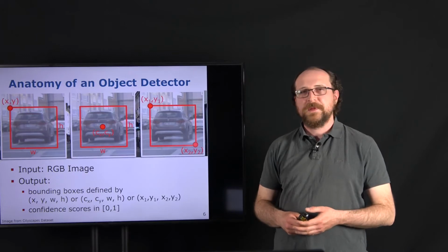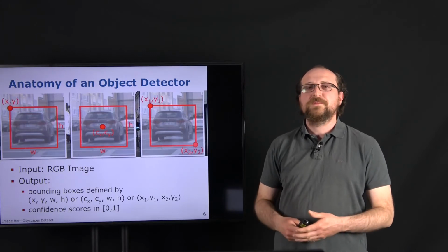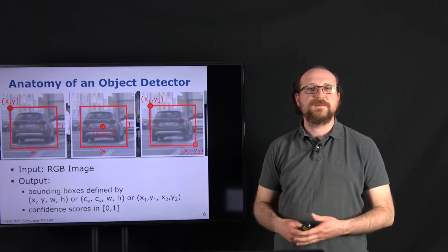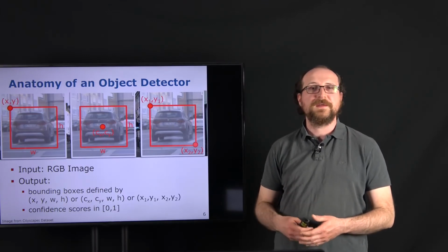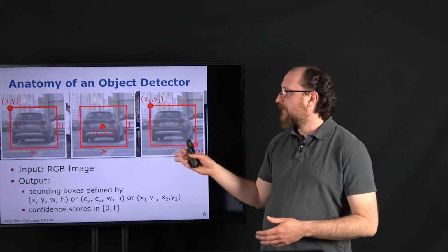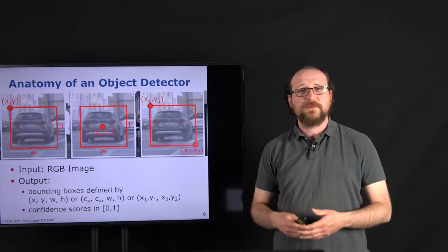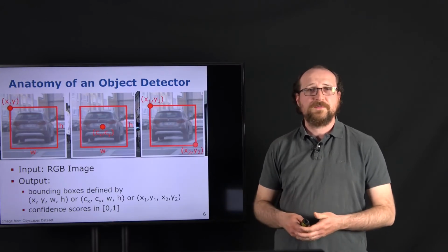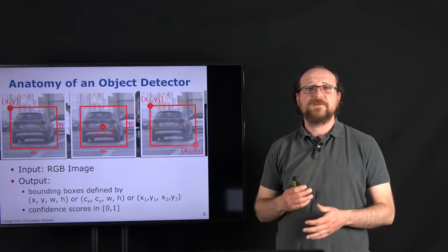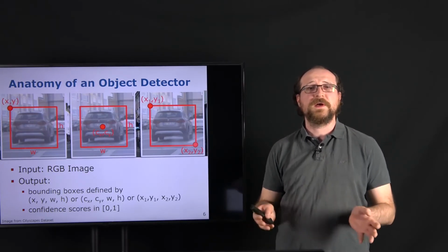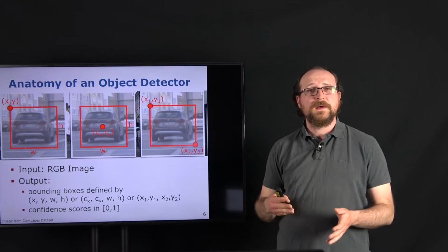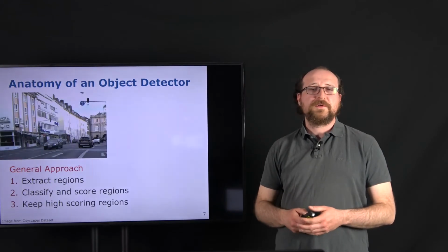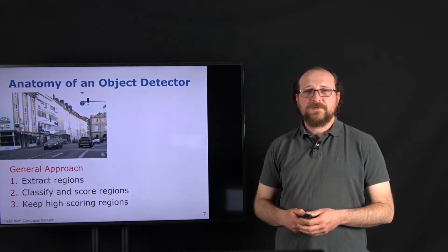But together with the bounding box, we are also interested in getting a score, which tells us how confident the detector is that the object it found really corresponds to the class that we want. And in general object detection, we are not only interested in cars, but we have many classes, and we want to localize all these classes with the object detector.